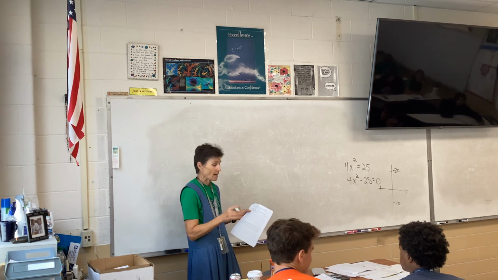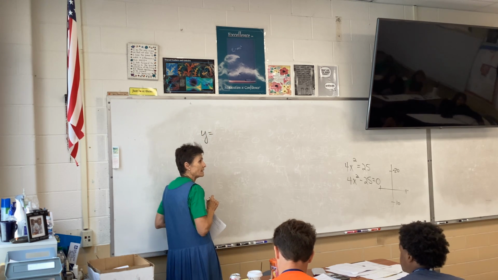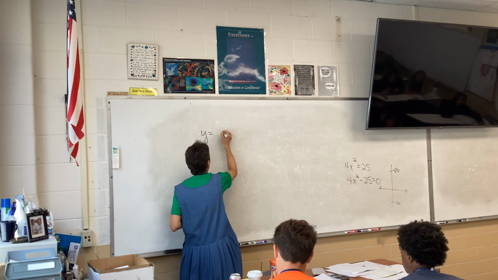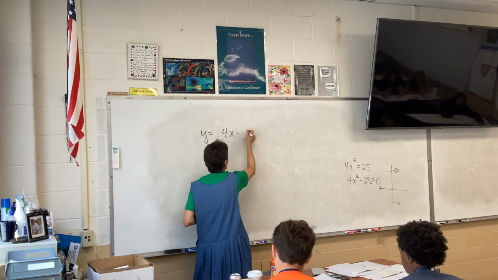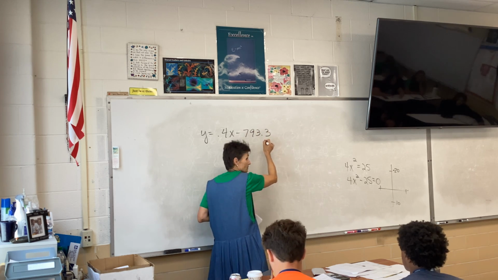Okay, so now we're at the point where we're ready for C, but I need to know what my equation was. Y equals what? I did not write it down. 0.4x minus 793.3. Yeah. Is that okay?